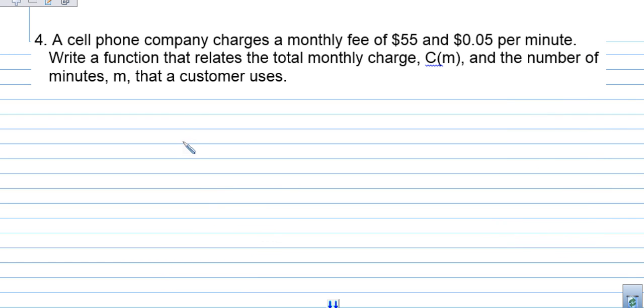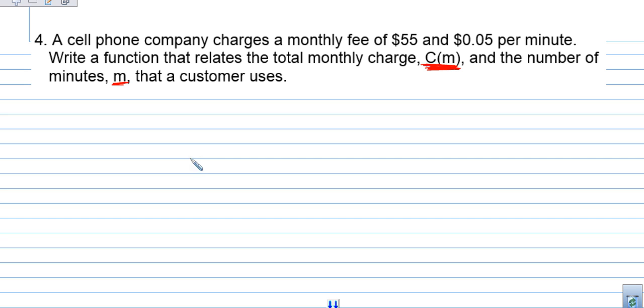Question number 4. This is when you're given a word problem and you're asked to create a function. Okay, so now it gives you a function and it tells you which letters to use. You need to use M and C of M. So it says a cell phone company charges a monthly fee of $55 and $0.05 per minute. Okay, or 5 cents per minute. Write a function that relates the total monthly charge, C of M, to the number of minutes, M.